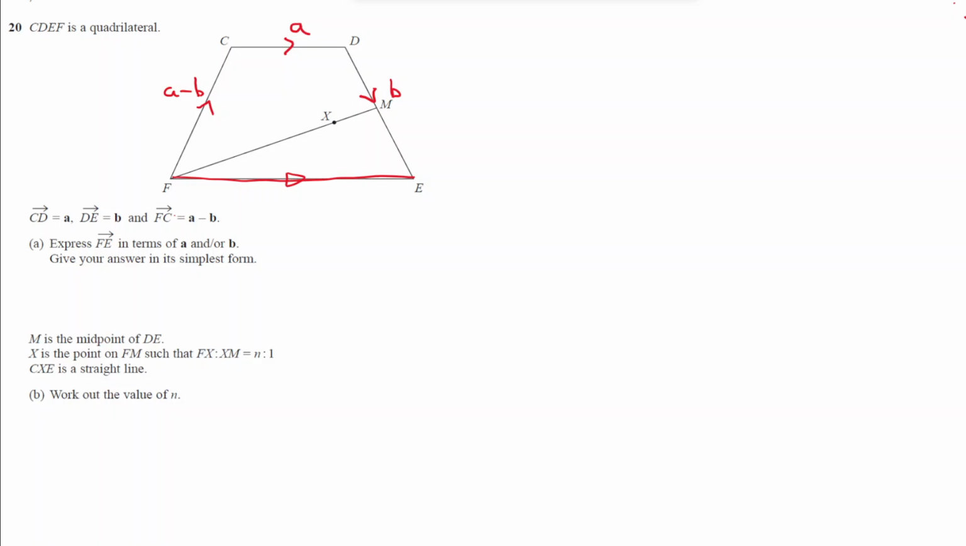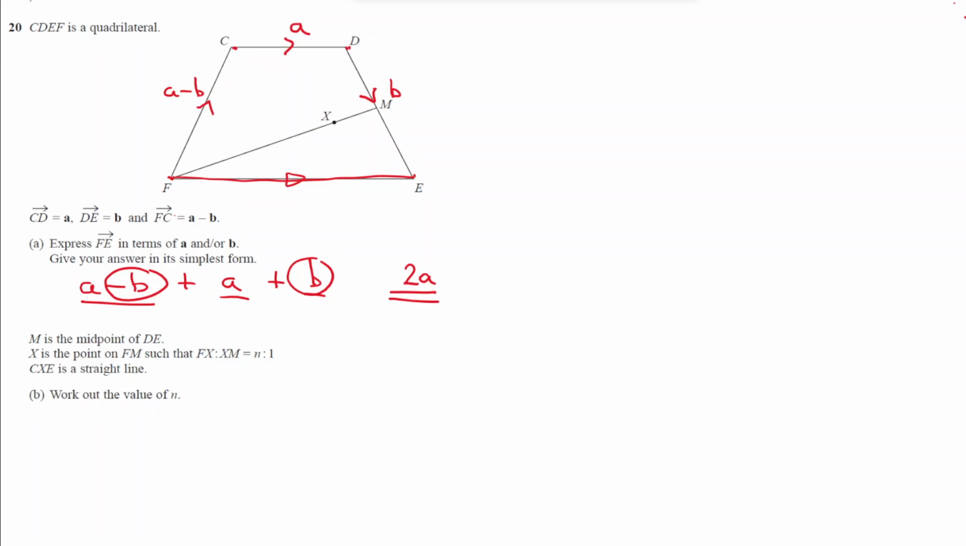So F to E would be achieved by going from F to C, C to D, and then D to E. So we can literally add those vectors together in the A and B terms. So we go along FC first, that's A minus B. We then go along CD, which is just vector A. And then we go down DE, which is vector little b. Collecting like terms, A plus A is 2A, and negative B, add positive B, cancels, because it's a zero pair. So your answer for part A, for two marks, a bit of a gimme, is just 2A.